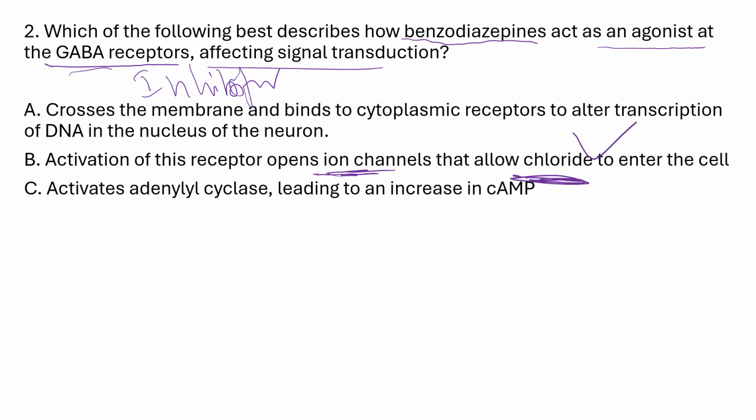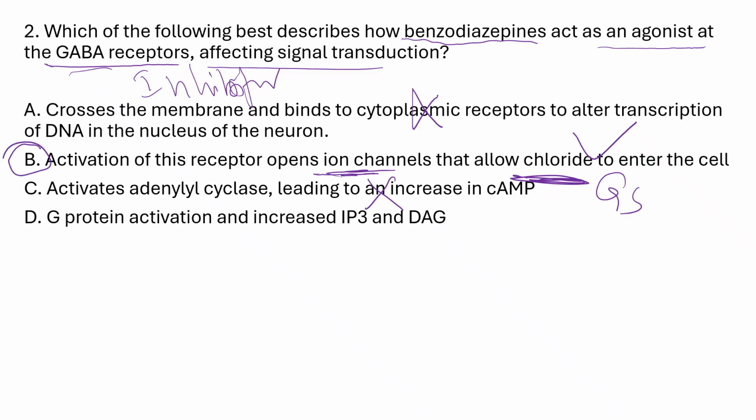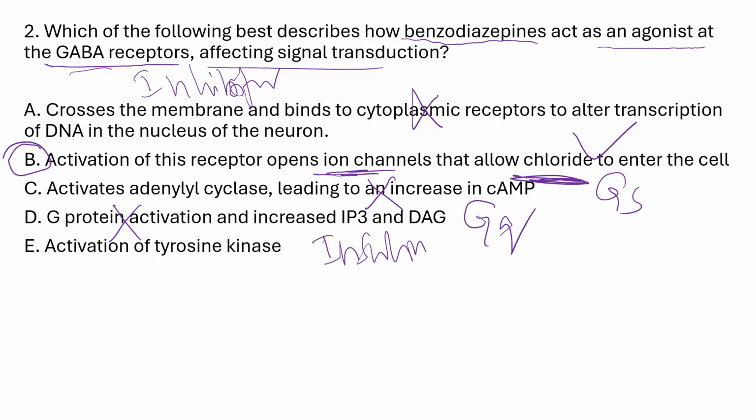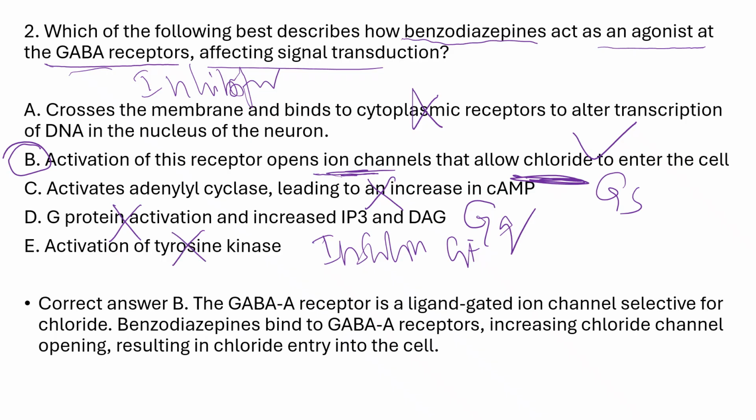All right. So, activates adenyl cyclase. No, that is a G protein stimulator, right? So that is not correct. This is not correct, right? So B is the correct answer. And option D, G protein IP3, this is the Gq. So that is not a correct answer. And option E, activation of tyrosine kinase, this is mainly by insulin and growth factors, that is the tyrosine kinase. So that is not a correct answer.